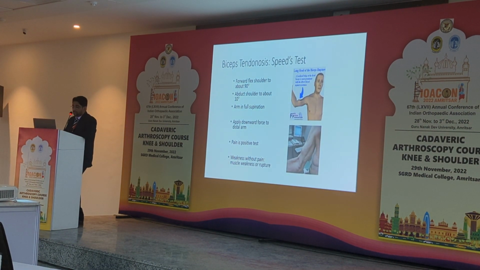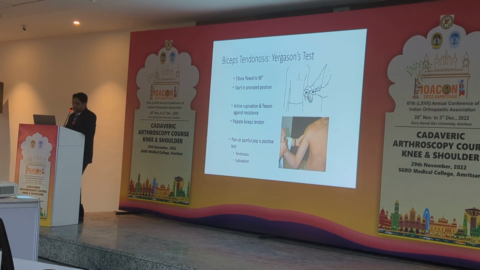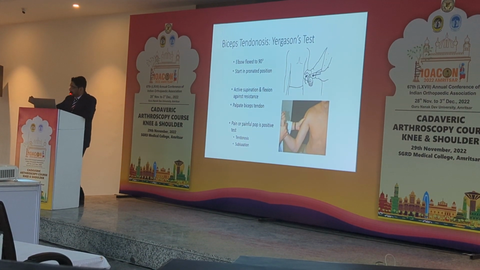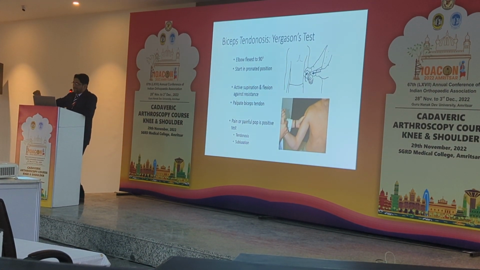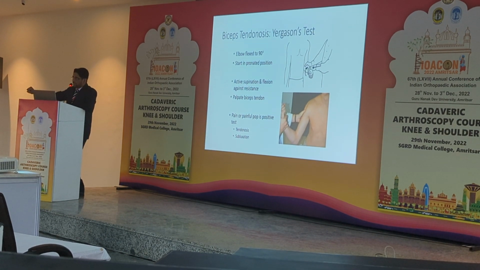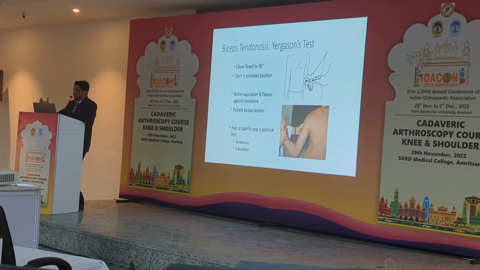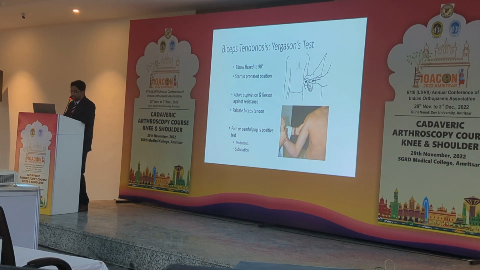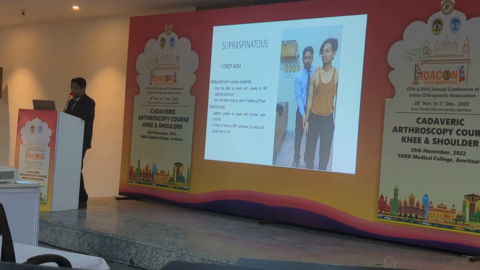Second is Yergason's test, in which the elbow is flexed and the forearm is in pronation. In the earlier test, the Speed test, it was in supination; now it is in pronation, and we check against resistance. If the patient complains of pain, it can be tendinosis or subluxation of the biceps tendon.